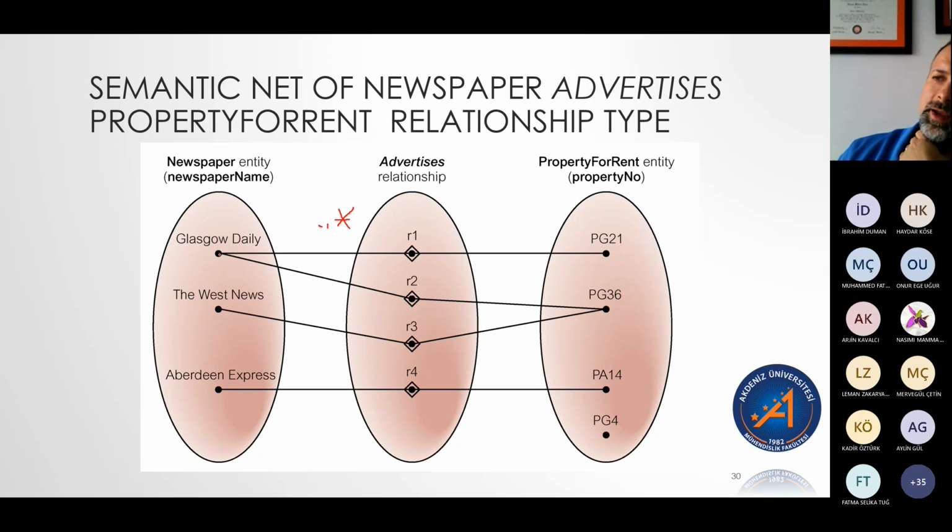According to this, how many properties must a newspaper advertise? Is a newspaper required to advertise properties for rent according to this example diagram? Okay, not what our logical brain thinks, but according to this example diagram, there are no newspapers that don't advertise properties. Okay, we'll talk about why that is in just a moment. Okay, why this makes sense. Okay, so what about the other side? A property can be advertised by how many newspapers?